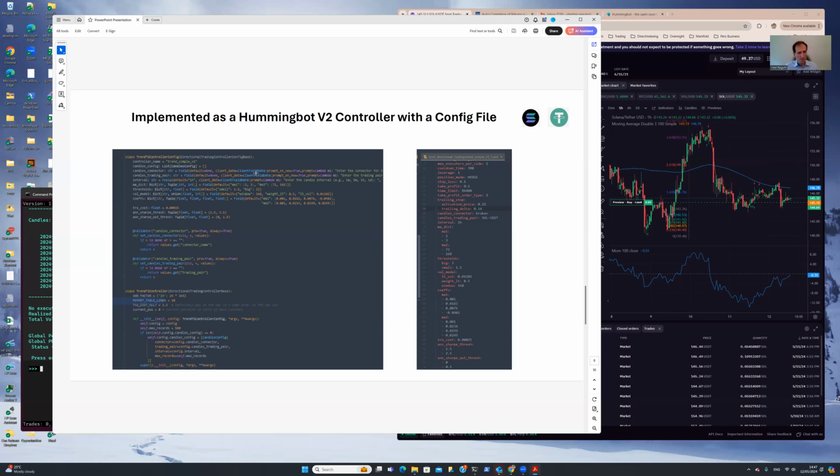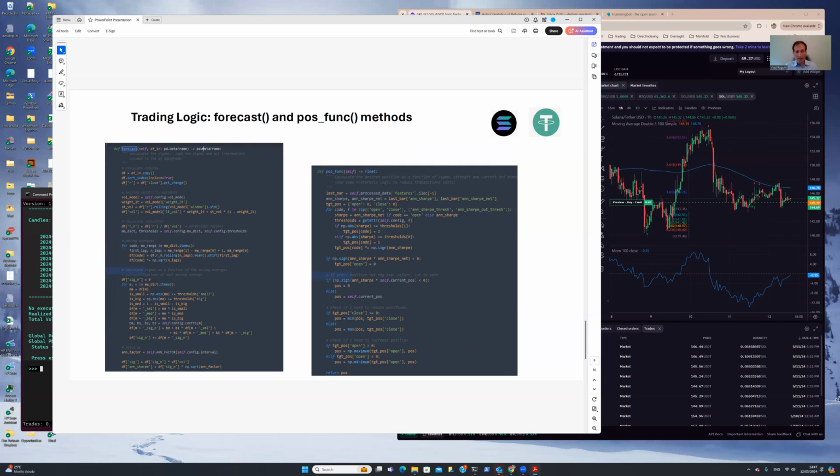Here's the implementation. I implement this as a standard Hummingbot V2 controller. There's a config file, which is read into a config class. And this is the controller, which is a subclass of the directional trading controller base. The business logic is contained in a couple of methods: forecast, which is the time series model, and postfunc, which is the position function, determining how much of a position you want to have as a function of your previous position and the signal strength.